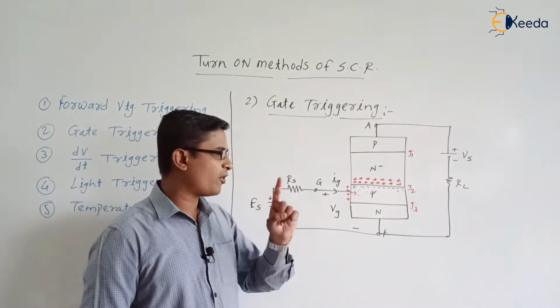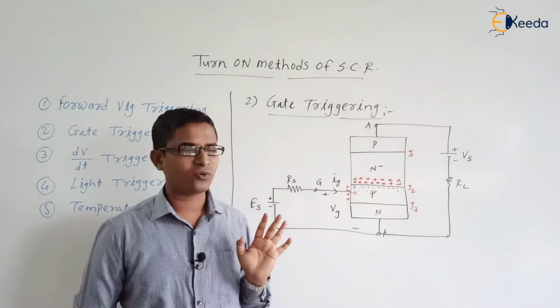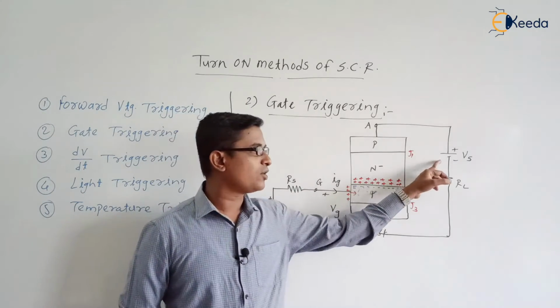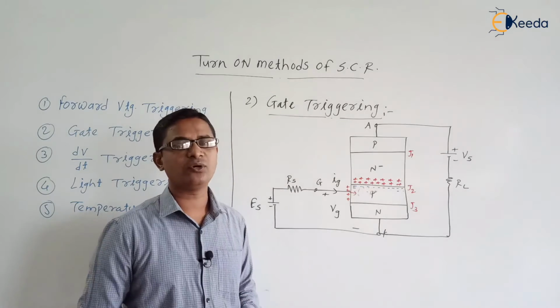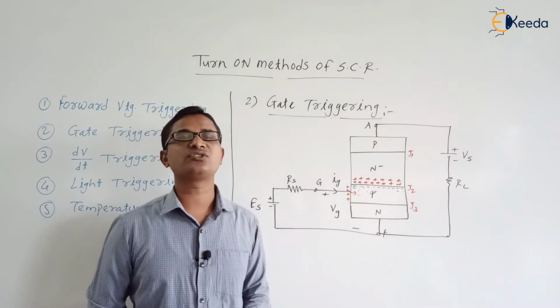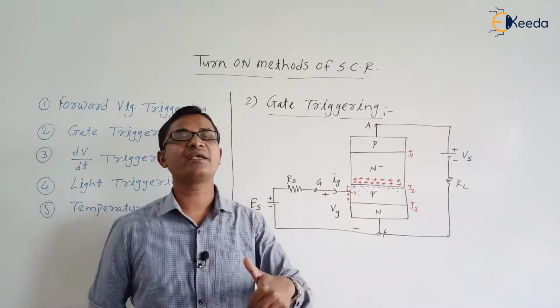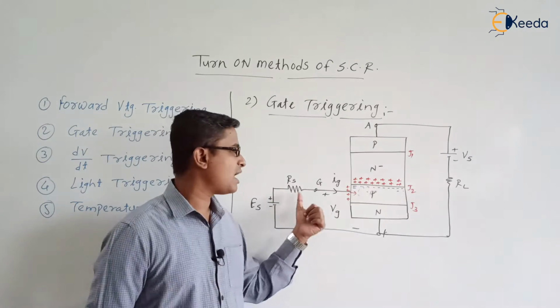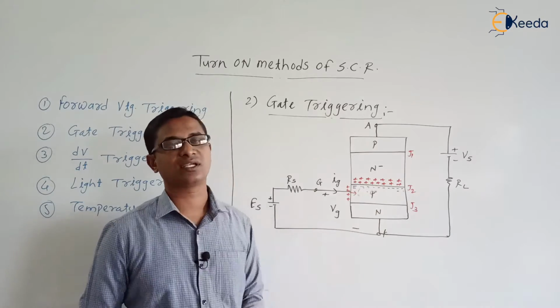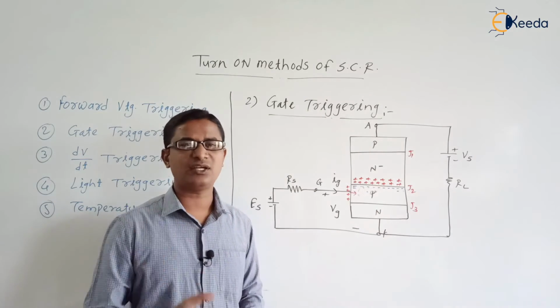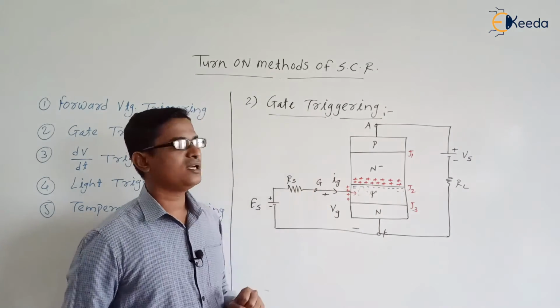Here is a very important point to be noted. If we want to turn on the SCR at a reduced voltage level, then we need to circulate a high gate current. We need to circulate the high gate current in the gate cathode circuitry. Are you getting the point? Is this clear to all? So this is about the gate triggering.